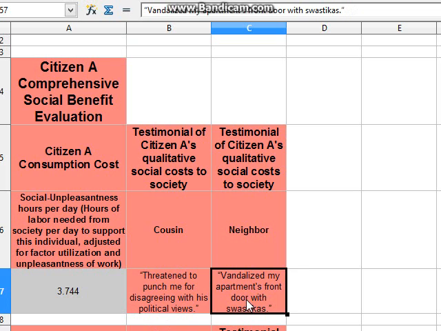Maybe the neighbor has testified to the central data agency that the citizen vandalized my apartment front door with swastikas. That would not be good either. You'd want to take that into account.